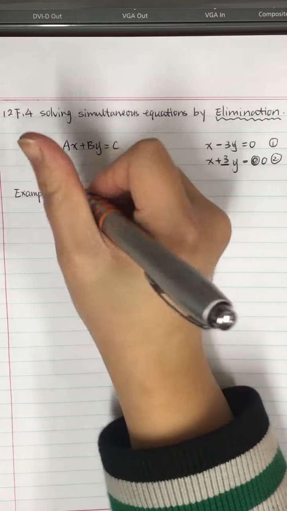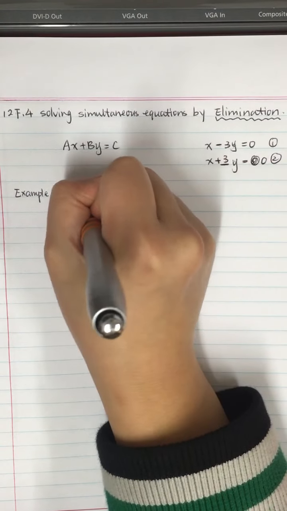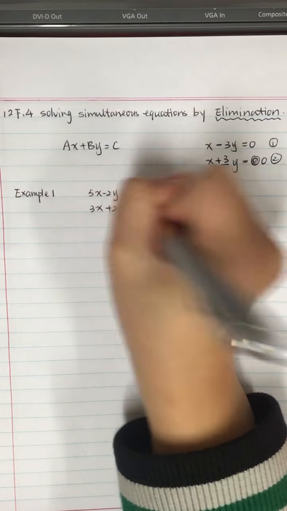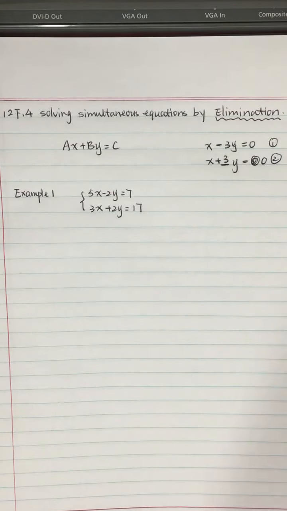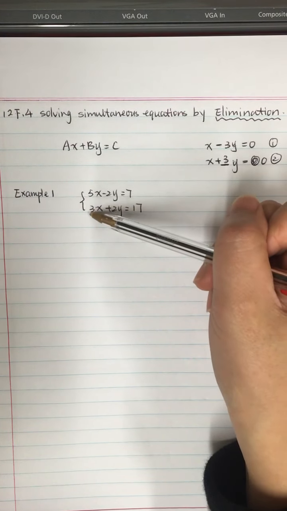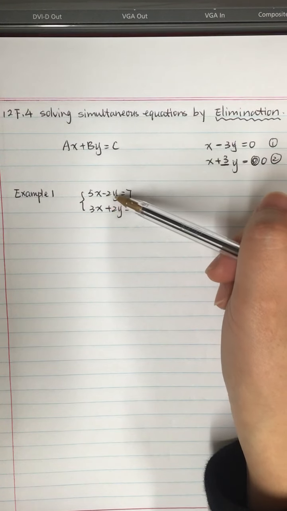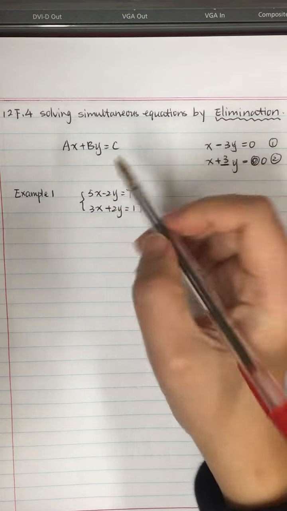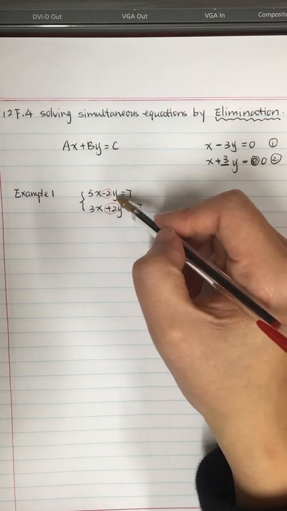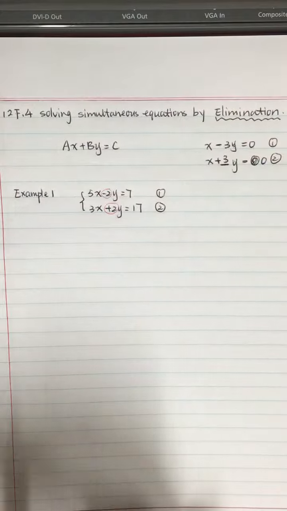So let's look at example 1, where you have 5x take 2y equals 7, and 3x plus 2y equals 17. You can see in this one we won't eliminate x because they have different coefficients, 3 and 5. It will be harder. But when we look at the coefficients for y, which are -2 and 2, we know that -2 plus 2 becomes 0, so we can eliminate y. So you label them equation 1 and equation 2.